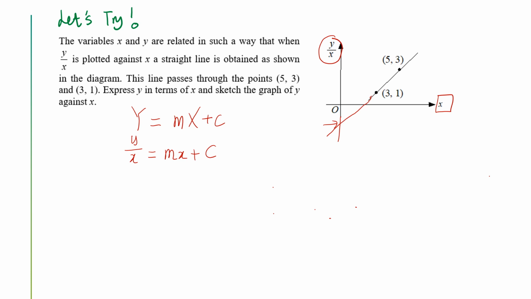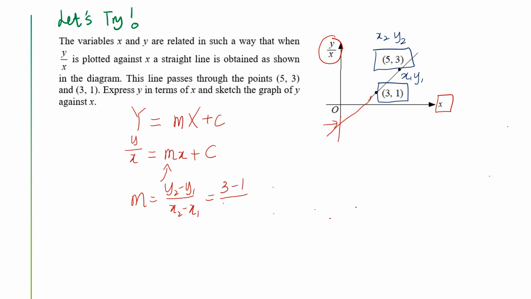It's not given there. So there are two things we need to do. What are the two things? We need to find the gradient. Finding the gradient is easy because you're already given 2 points there. So you can label this as x2, y2, x1, y1, and you can easily find your gradient using y2 minus y1 over x2 minus x1. So that will give you 3 minus 1 over 5 minus 3, which gives you 1. So gradient equals 1.